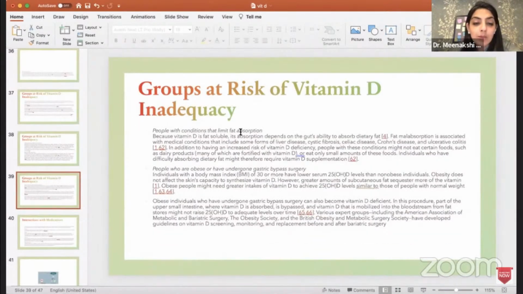People with conditions that limit fat absorption. So I told you about vitamin D. So vitamin A, vitamin D, vitamin E, and vitamin K. These four vitamins are fat soluble vitamins.